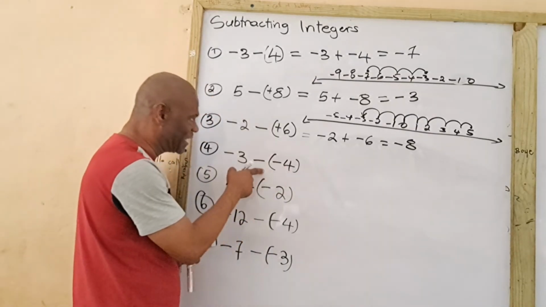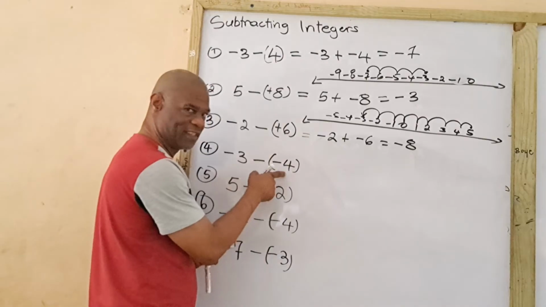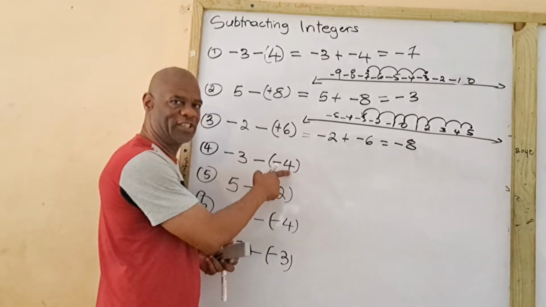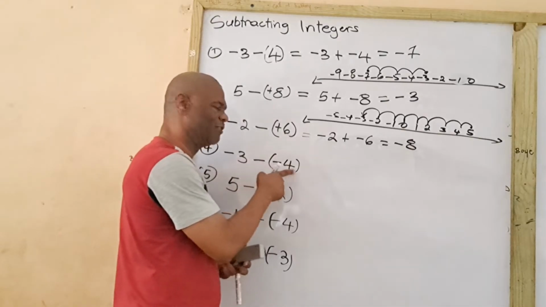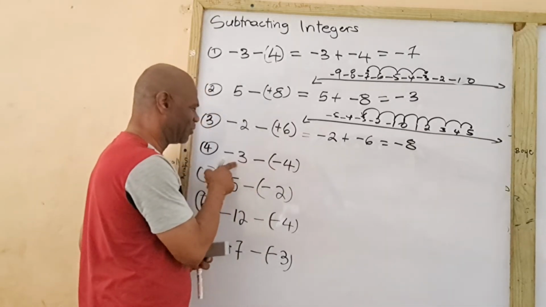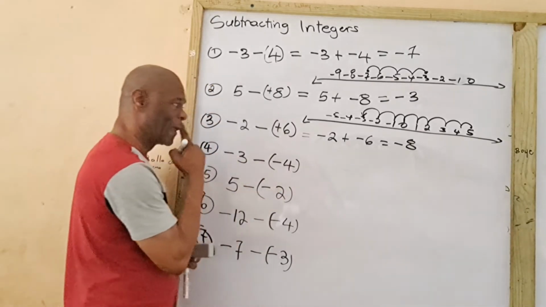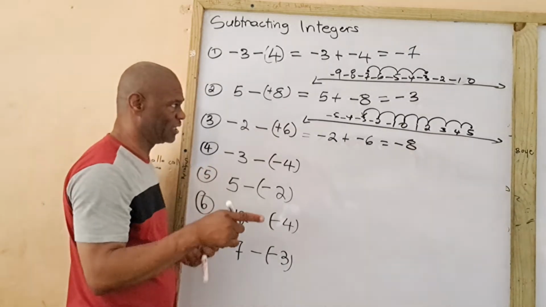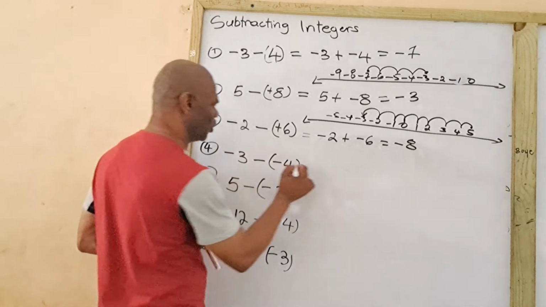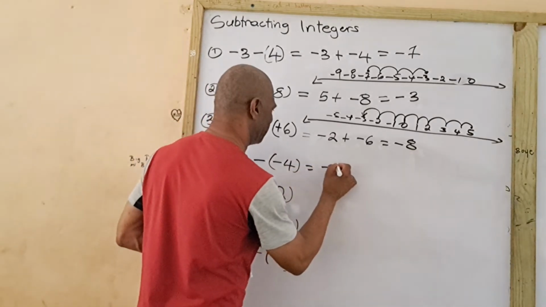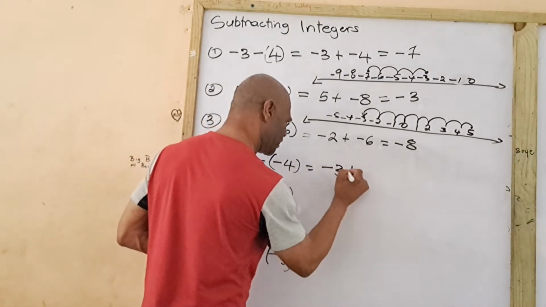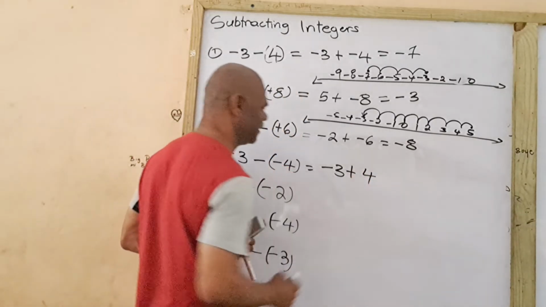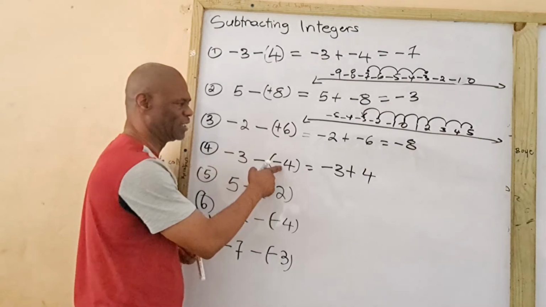Now look at the difference between this and this. Right? Notice that we have two negative signs following each other. So minus negative 4. Right? So negative 3 minus negative 4. Now, remember we said we are going to do what? We are adding the opposite. So we are going to do negative 3 plus positive 4.